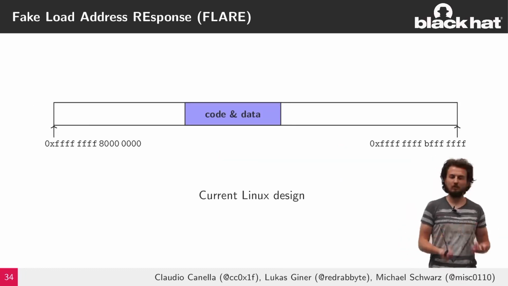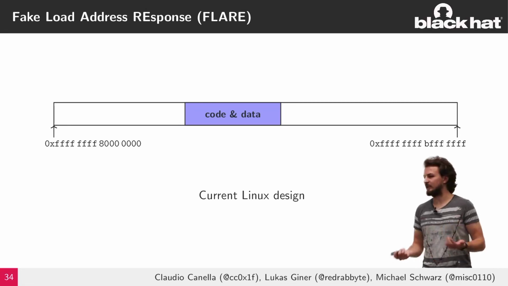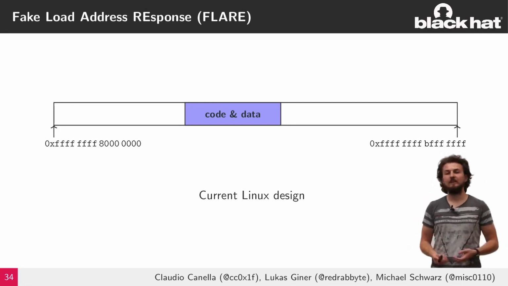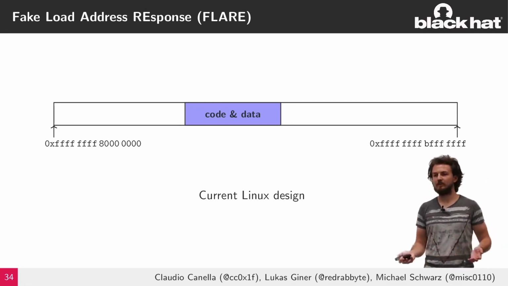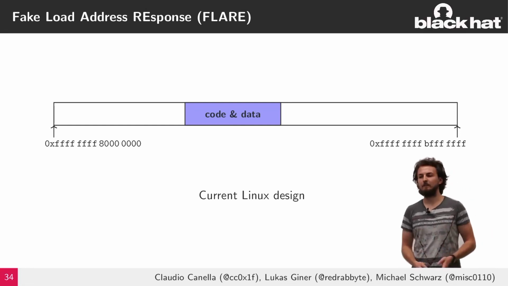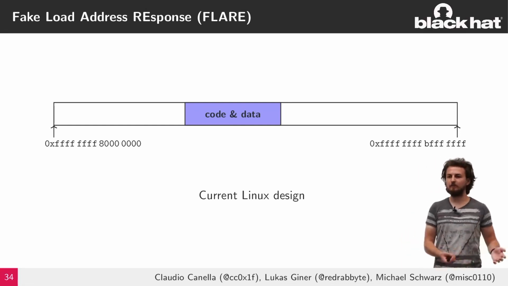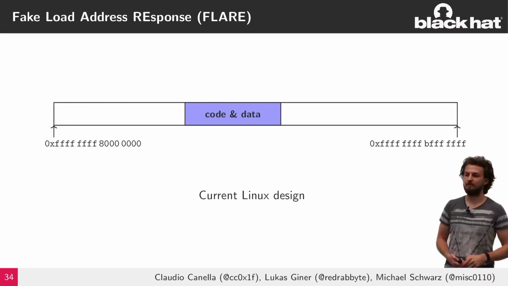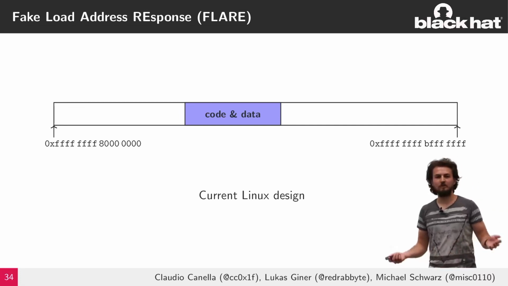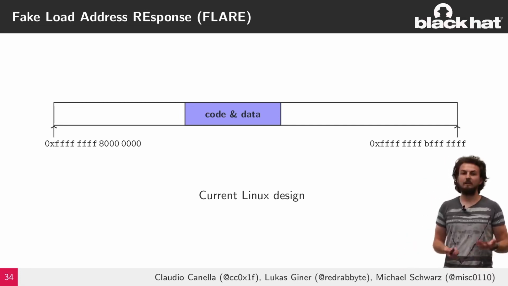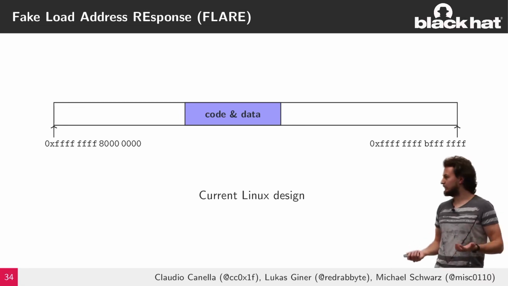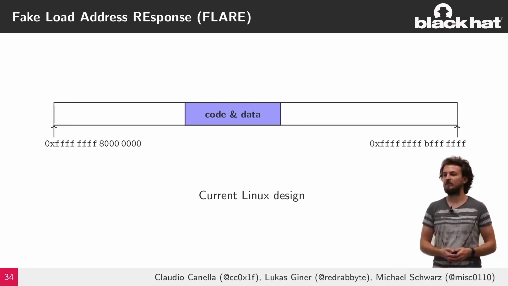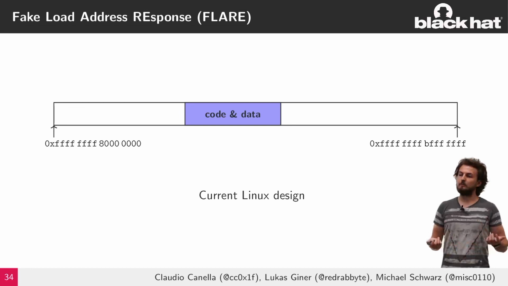So our mitigation is called FLARE. It stands for Fake Load Address Response. And we can see here the current Linux design without FLARE in place. The beginning of the kernel is randomly placed with KASLR, and the code section is directly followed by the data section. So code is obviously mapped using executable pages, and the data section without. So we need to prevent this.